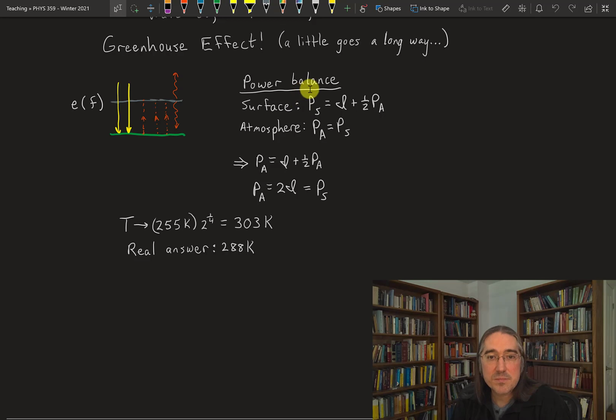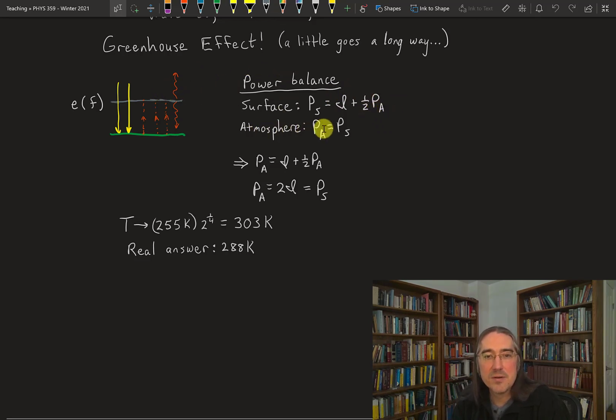On the surface, the power re-radiated by the surface has to equal the power that comes into it, which is the full solar insolation plus, and here I've made this super cartoony thing where the atmosphere is a single sheet. Okay, it's a perfectly absorbing in the far infrared sheet, which also happens to be transparent in the visible. So half of its radiation goes up, half of its radiation goes down. So the surface gets the full solar insolation plus half of the power radiated by the atmosphere.